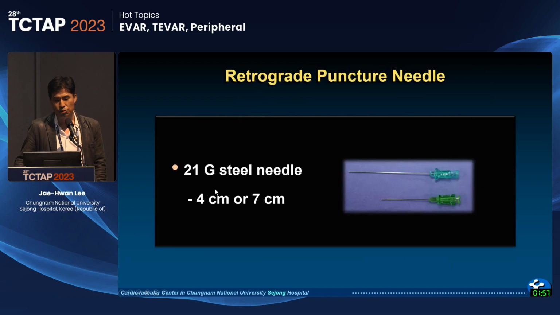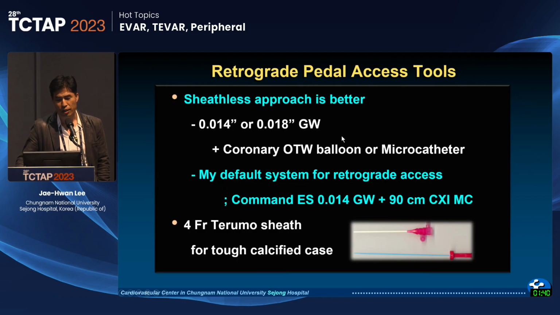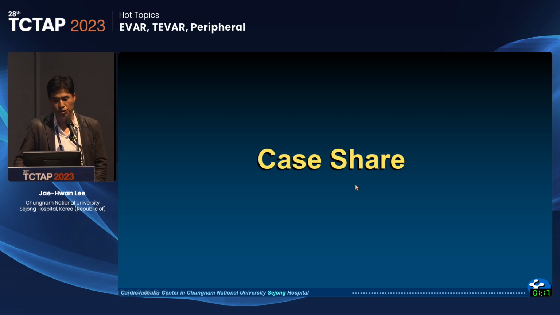So there is a short needle and sometimes a long needle is required. If the vessel is a little bit deeply located, such as distal SFA, P3, proximal ATA, peroneal, you need a 7 cm needle. And if the vessel is superficially located, you can use 4 cm, which is easier to handle. For the retrograde pedal access tools, I never use a sheath approach. Sheath approach is better to control bleeding. My default system for retrograde access is a Commander ES guidewire or 014 guidewire and a 90 centimeter short CXI microcatheter.